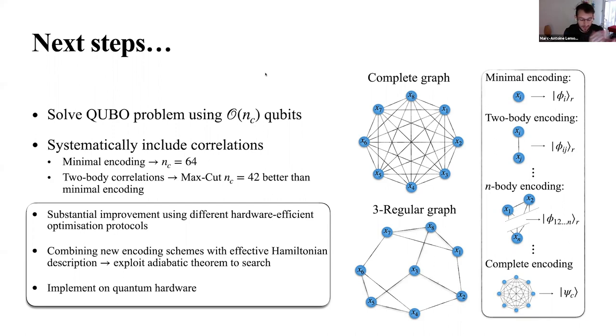So I think it's very interesting, if you have 15 qubits, to look at it. The guess is that the optimization protocol might be a bit difficult.